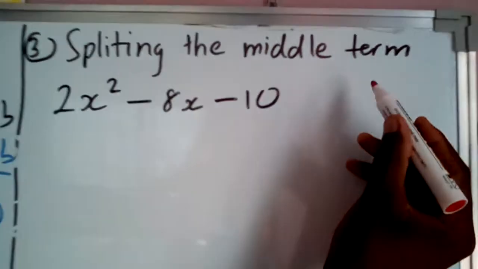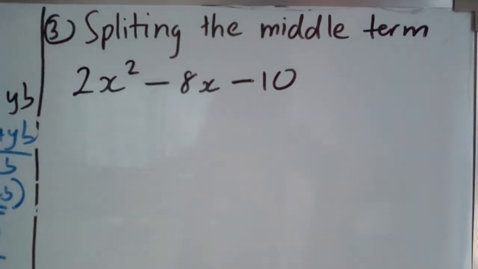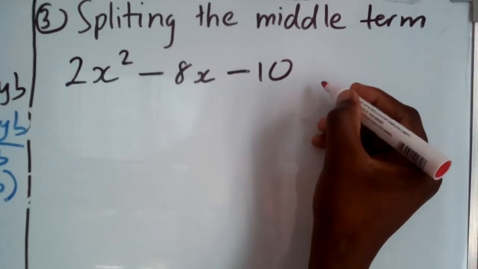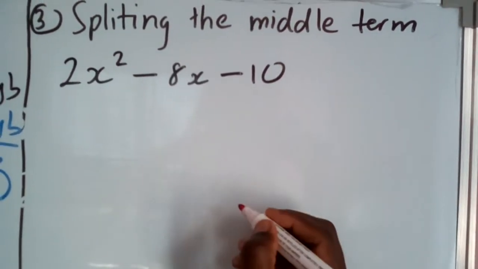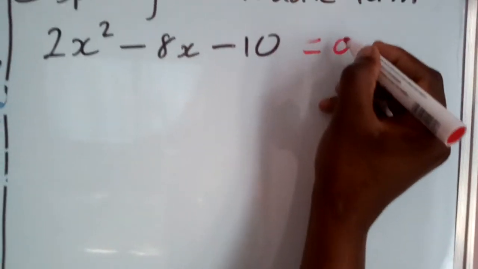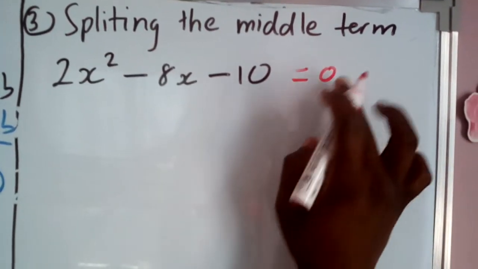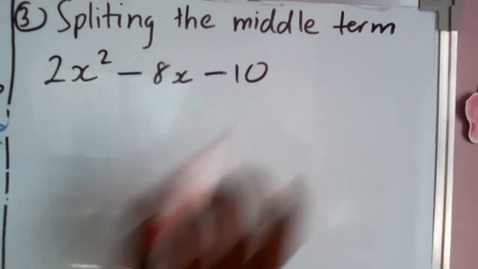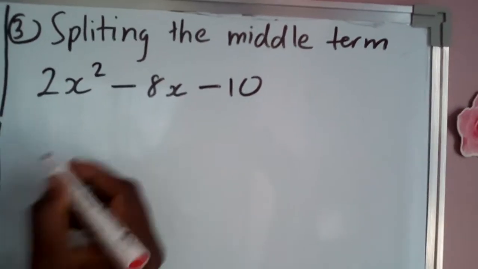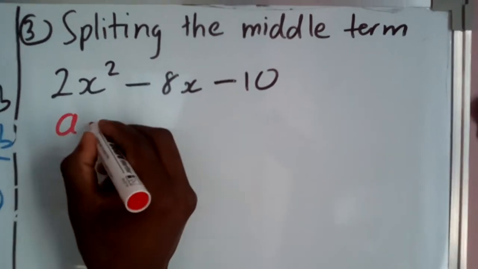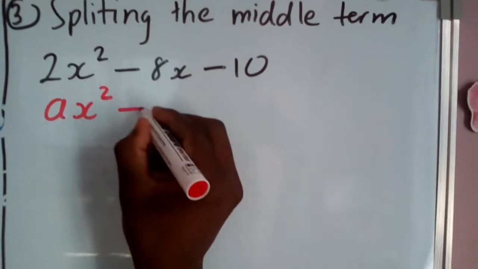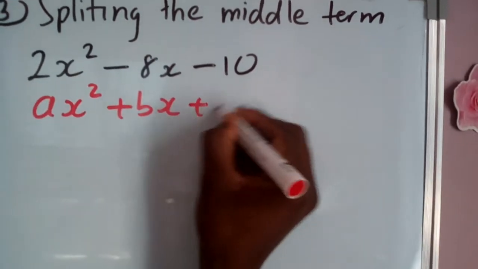Splitting the middle term. We have a quadratic expression. An expression is that without an equal sign. If I put equal to something, this is now an equation. Now, we are going to factorize an expression. Remember, it comes from ax squared plus bx plus c.